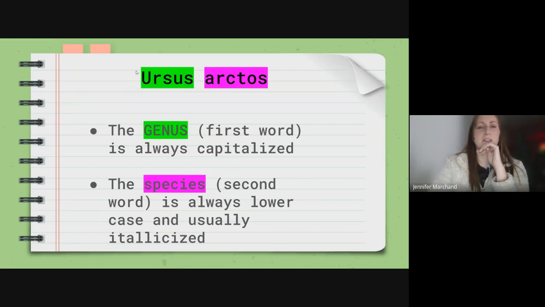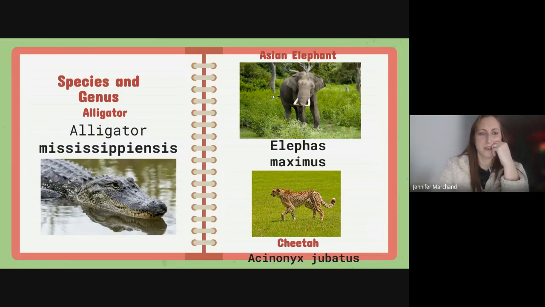Okay, so Ursus, that's brown bear, and so then this one is obviously the genus and it's going to be capitalized. That means bear. And then this is the arctos, which is going to refer to it's the brown one and not the black one.